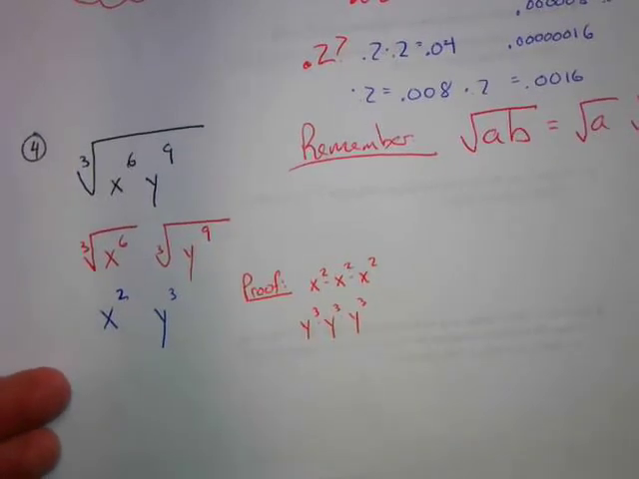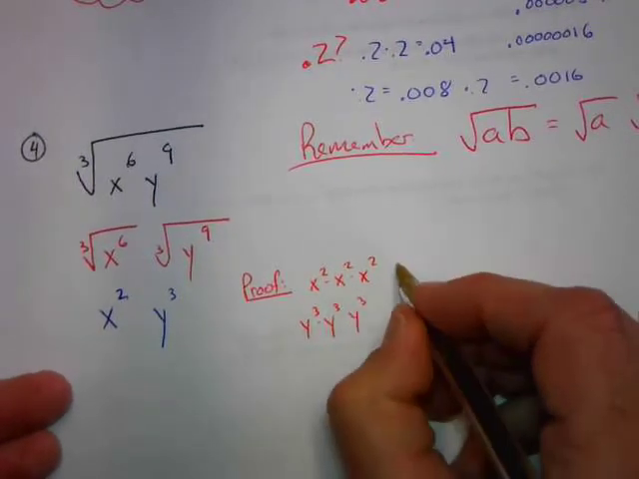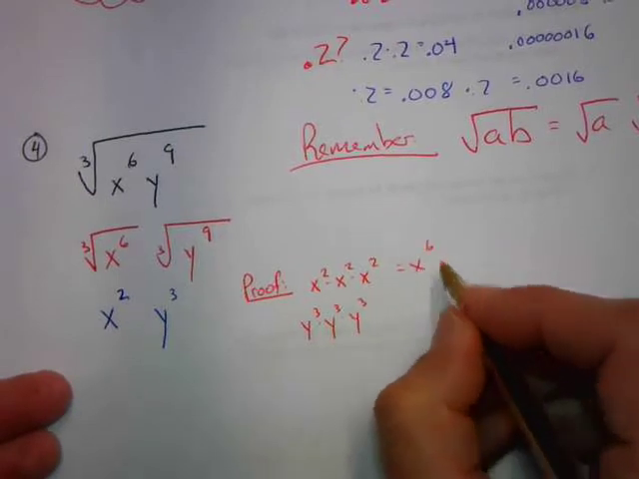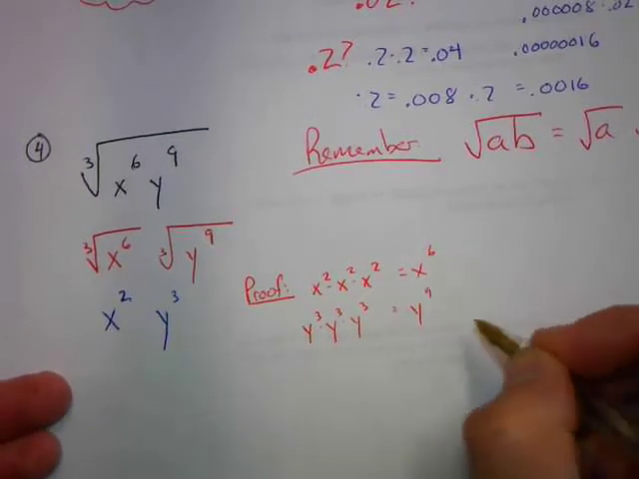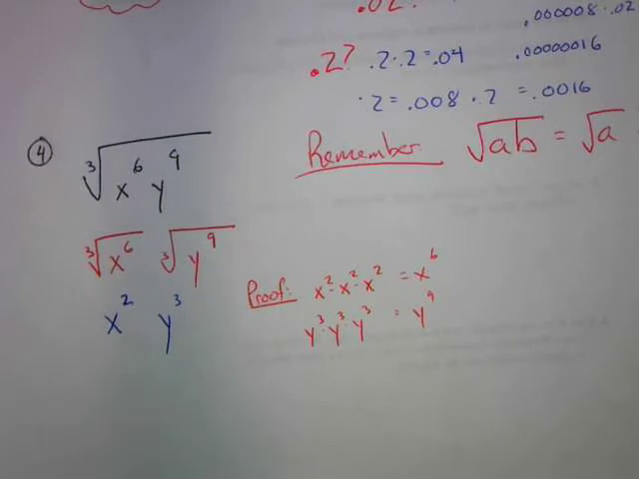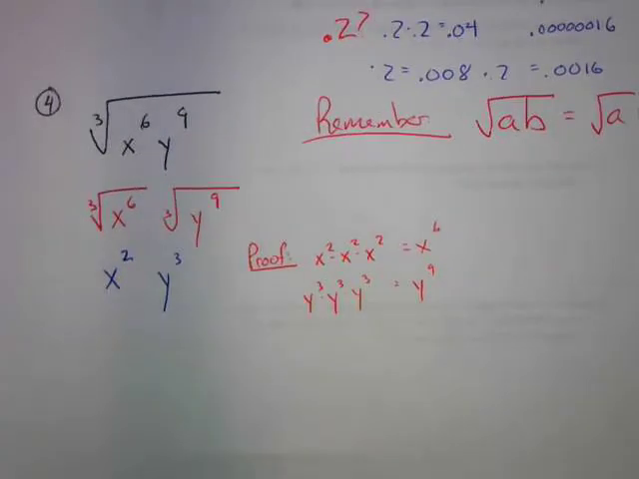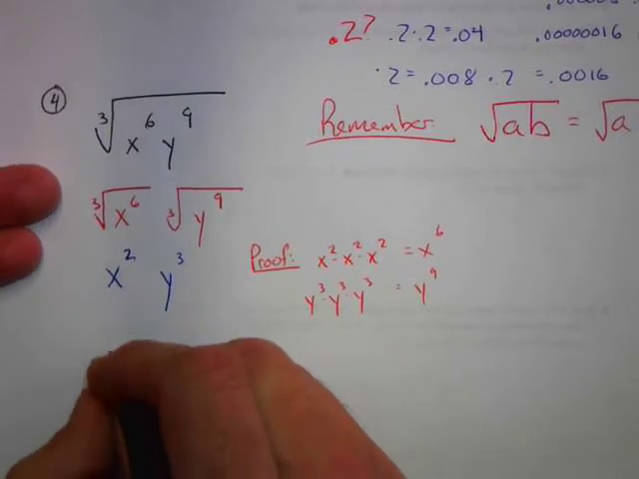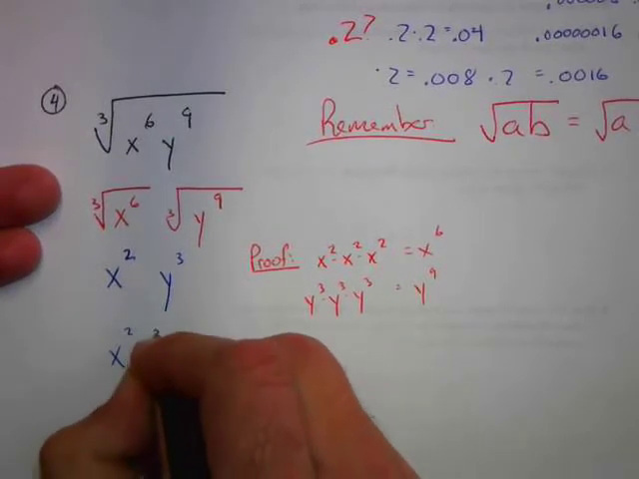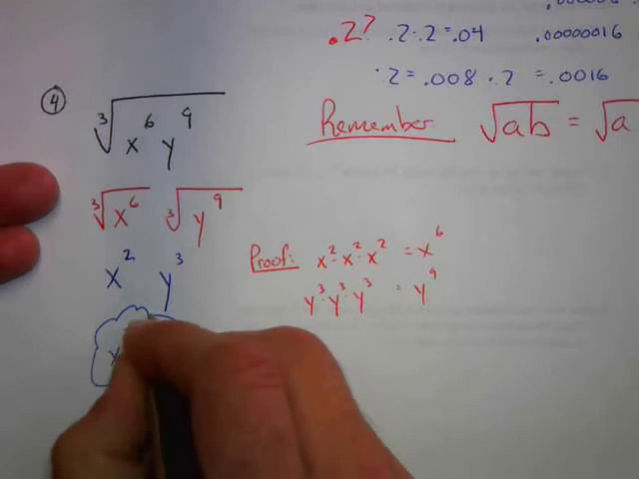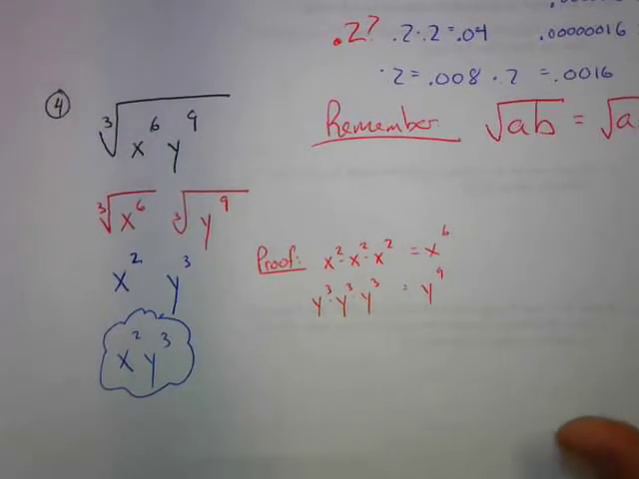Everything we did from laws of exponents. 2 plus 2 plus 2 is 6, right? That's x to the 6th, and that's y to the 9th. So guess what? We're good to go. It all checks out. So when we simplify that radical sign number 4, that's what we'd end up with. We'd end up with x squared y to the 3rd. Okay, that's the simplified version of that.